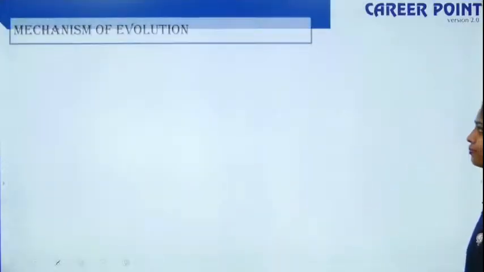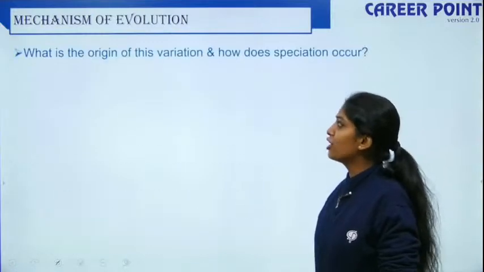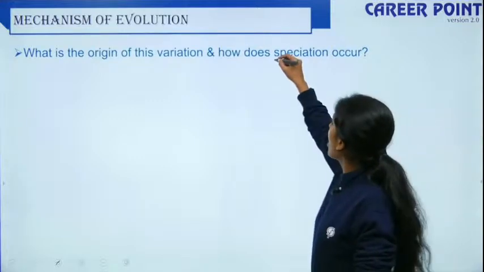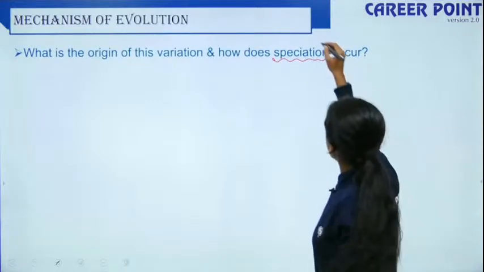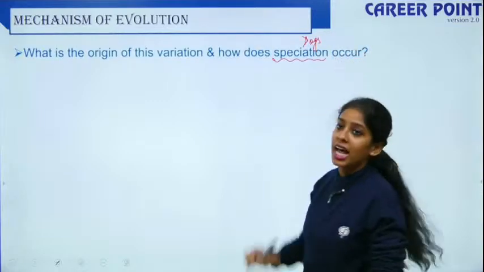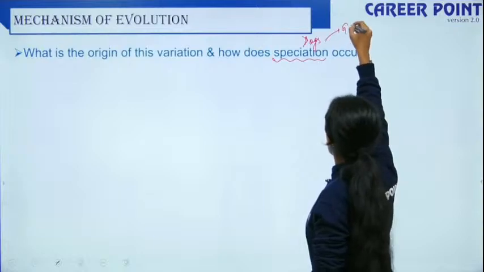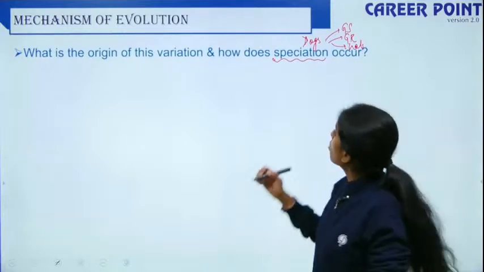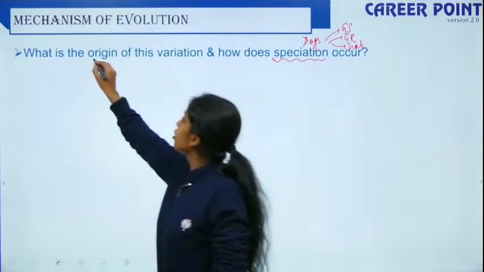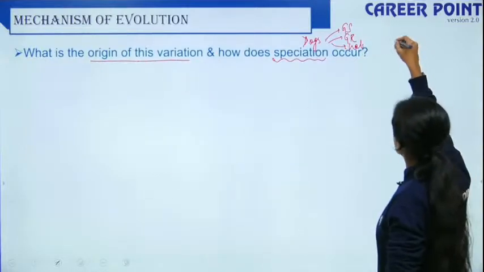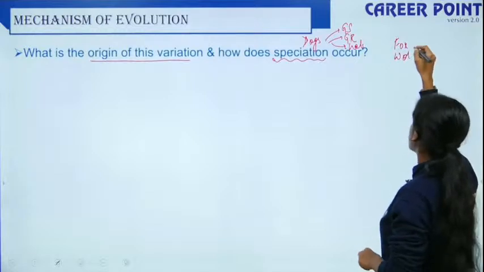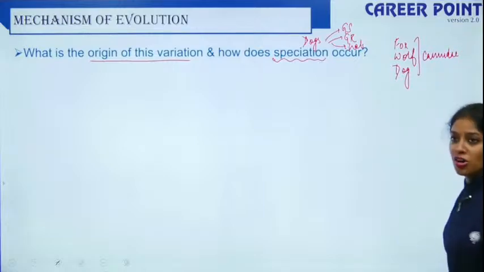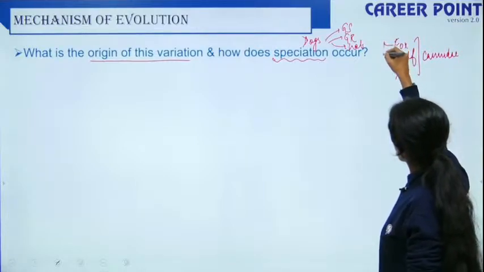Now moving further, the mechanism of evolution. How did evolution happen? What is the origin of this variation and how does speciation occur? How do you have different species? If I take dog, in dogs there are so many varieties, right? I have a German Shepherd, I have a Golden Retriever, I have a Labrador. So many types. How does so much speciation occur? What is the origin of this variation? Suppose your fox, your wolf, your dog, they all belong to a family known as Canidae, the dog family. There is a slight variation in fox, in wolf and in dog.